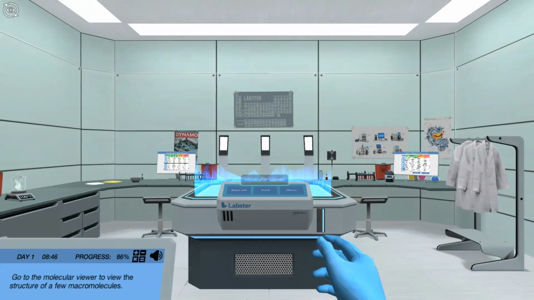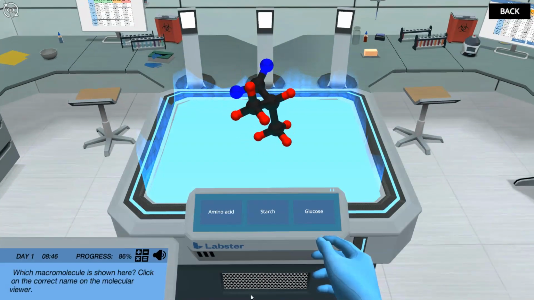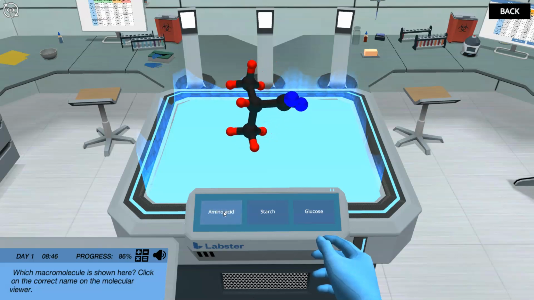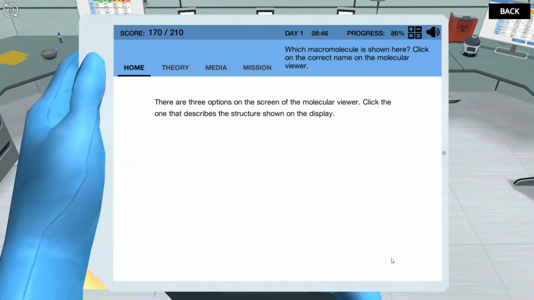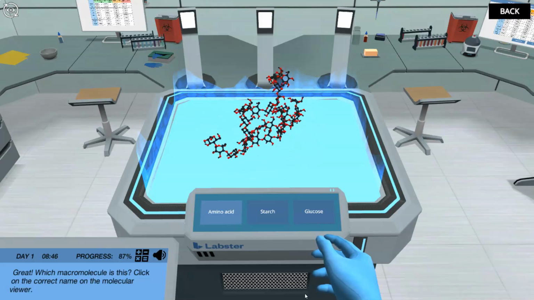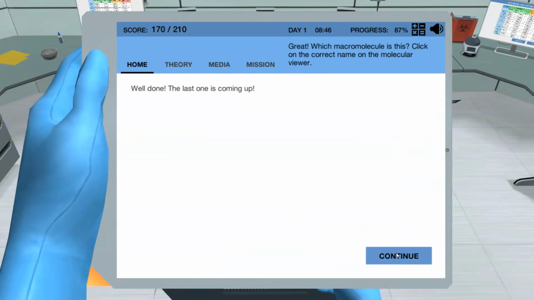Go to the molecular viewer to view the structure of a few macromolecules. Which macromolecule is shown here? Click on the correct name on the molecular viewer. Well done. 2 more to go. Great. Which macromolecule is this? Click on the correct name on the molecular viewer. Well done. The last one is coming up.